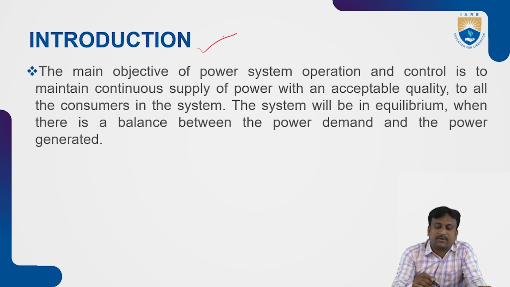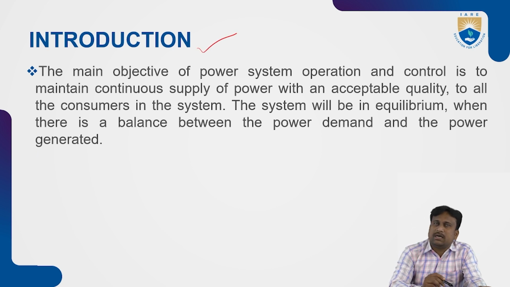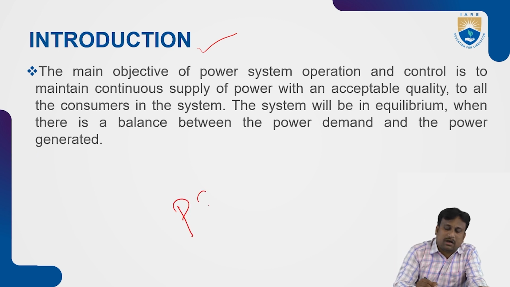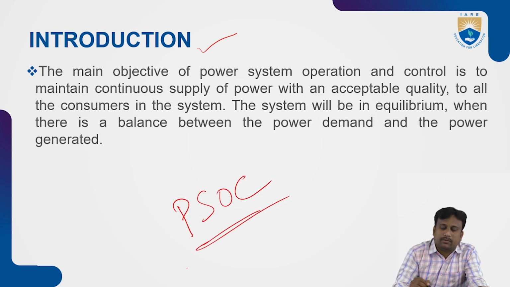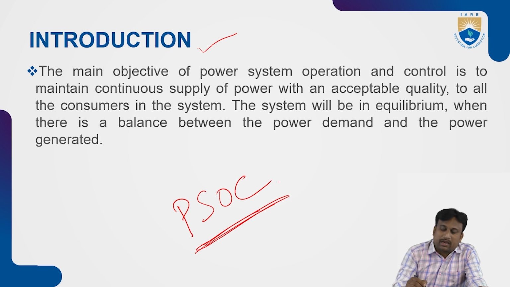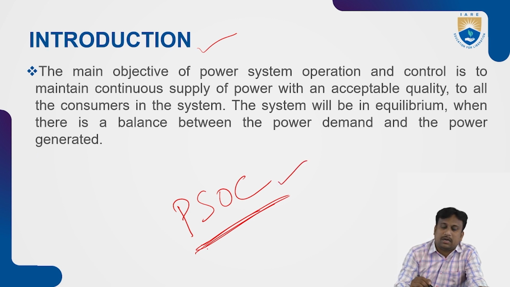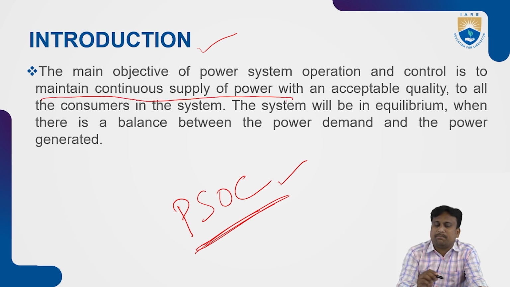Now we will start our course with the introduction. First we will discuss the importance of power system operation and control. Here we will go with thermal, hydro, scheduling processes. The main aim of power system operation and control is to maintain the continuous supply of power.